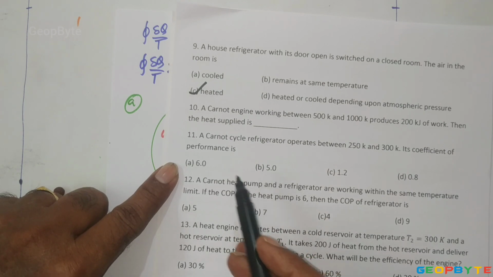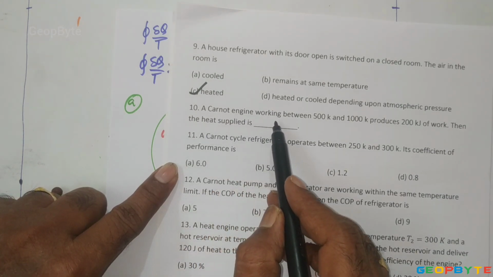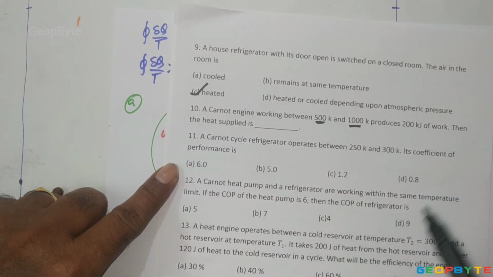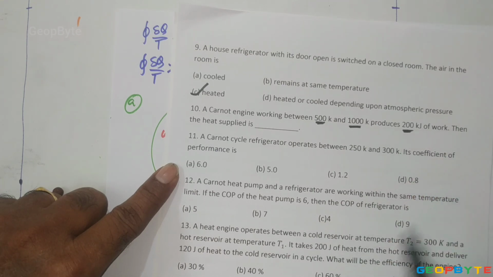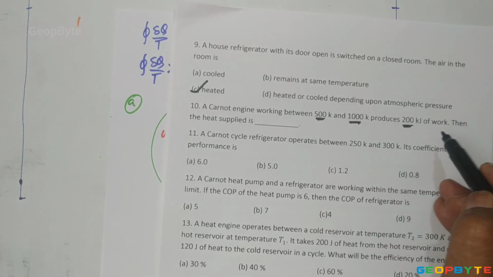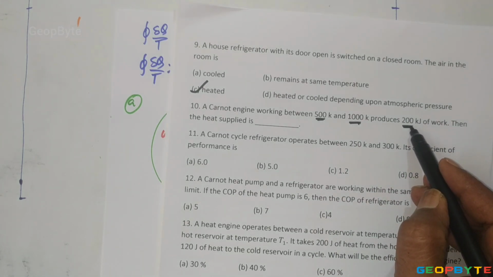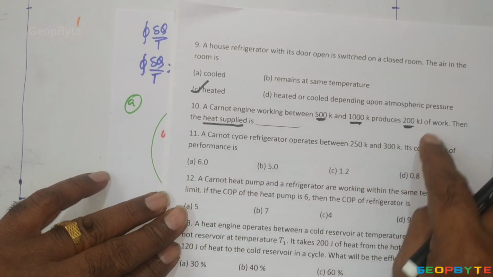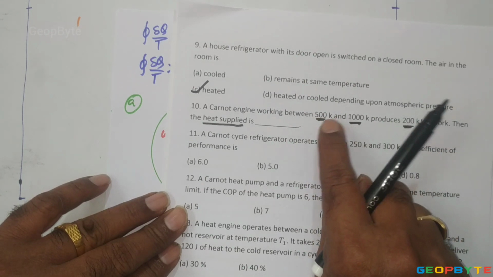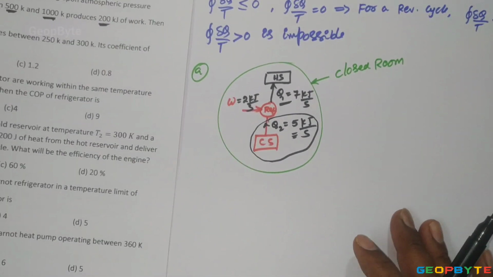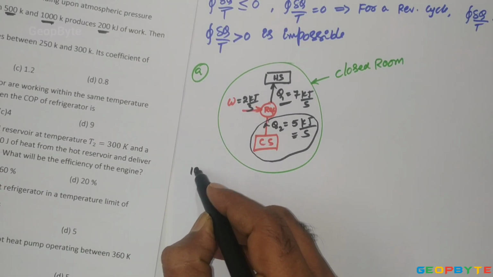Next problem. A Carnot engine working between 500 Kelvin and 1000 Kelvin produces 200 kilojoules of work. Then the heat supplied is: maximum temperature is given, minimum temperature for the Carnot cycle is given, and work given by the Carnot heat engine is given. You are asked to decide how much heat should be supplied for developing this work for the temperature limits of 500 Kelvin and 1000 Kelvin. Very easy problem. This is the 10th problem.